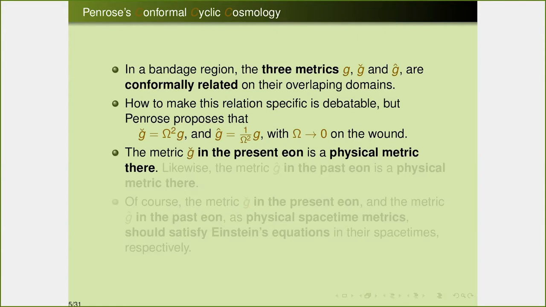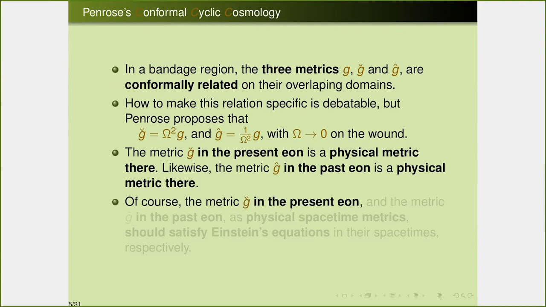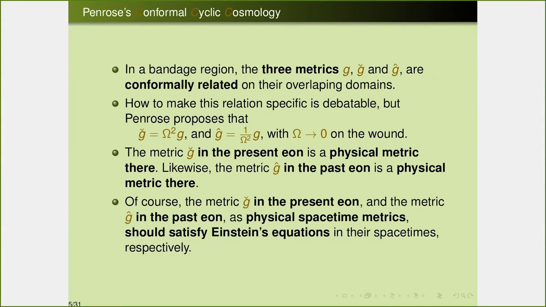The metric ǧ in the present eon is a physical metric there. Likewise, the metric ĝ in the past eon is a physical metric there. Of course, the metric ǧ in the present eon and the metric ĝ in the past eon, as physical space-time metrics, should satisfy Einstein's equations in their space-times. So recapitulating, what I want to model today is this bandaged region of a passage from the past eon to the present eon. The past eon is denoted by M hat and ĝ, and the present eon by M check and ǧ. Okay.